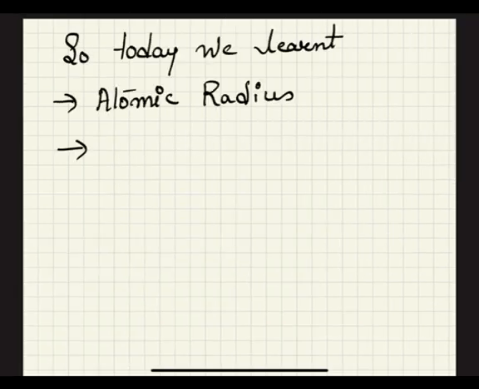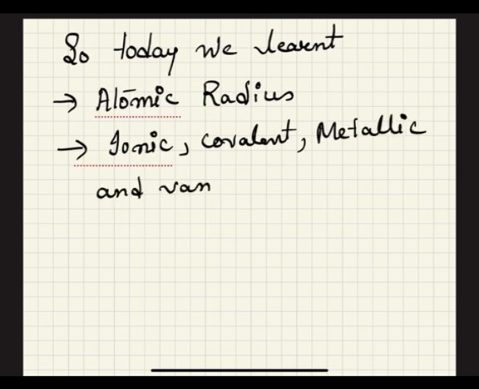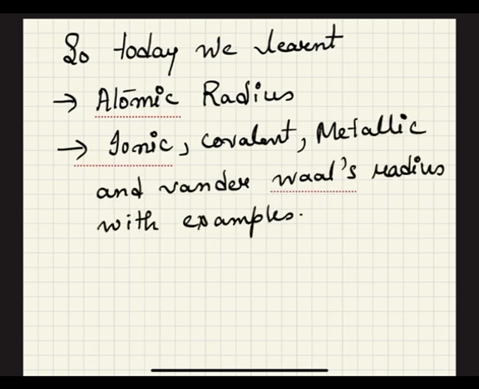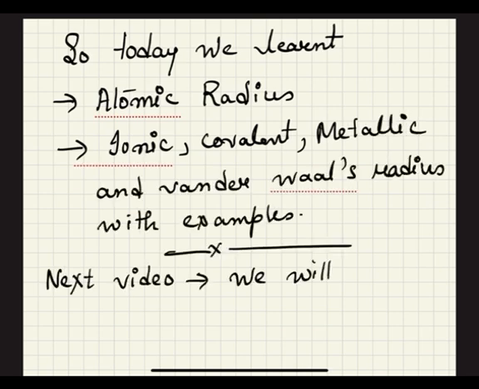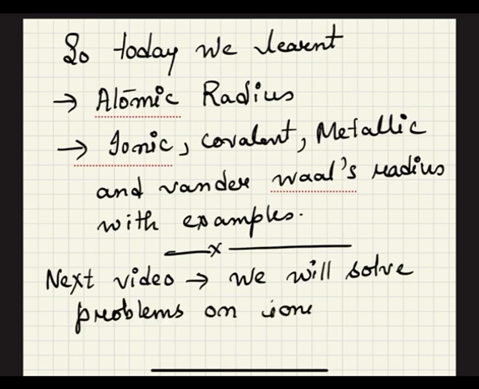So today we learned atomic radius, ionic, covalent, metallic and Van der Waals radius with examples. In the next video we will solve problems on ionic and atomic radius.